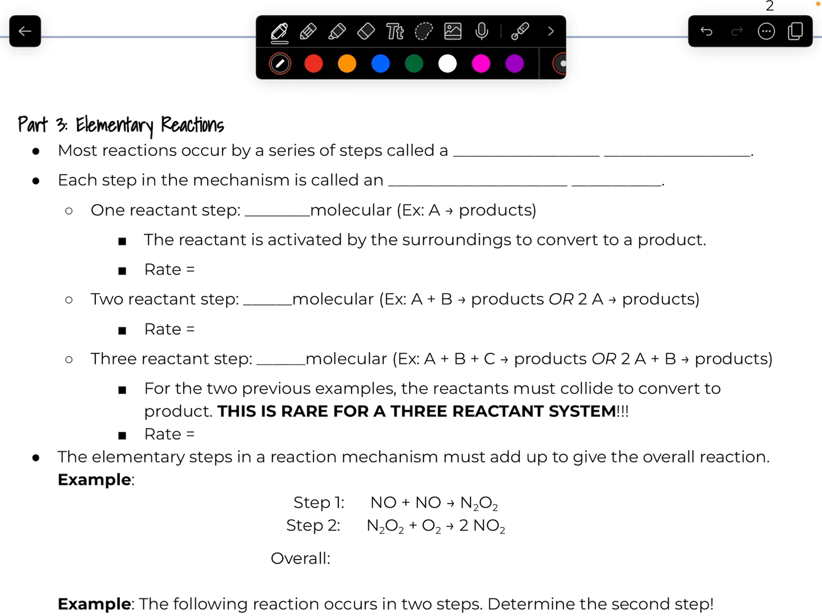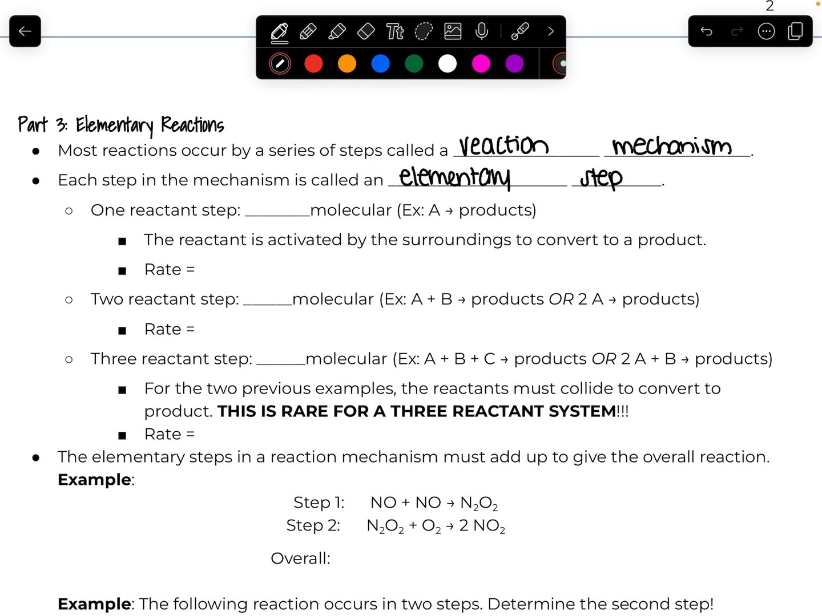Most reactions occur by a series of steps that we call a reaction mechanism. So think about what you know about the word mechanism. A mechanism is just a way something occurs, a way something happens, right? So reaction mechanisms just talk about the way reactions happen. Reactions can have one step or multiple steps. Each of those steps in a reaction mechanism is called an elementary step or an elementary reaction.